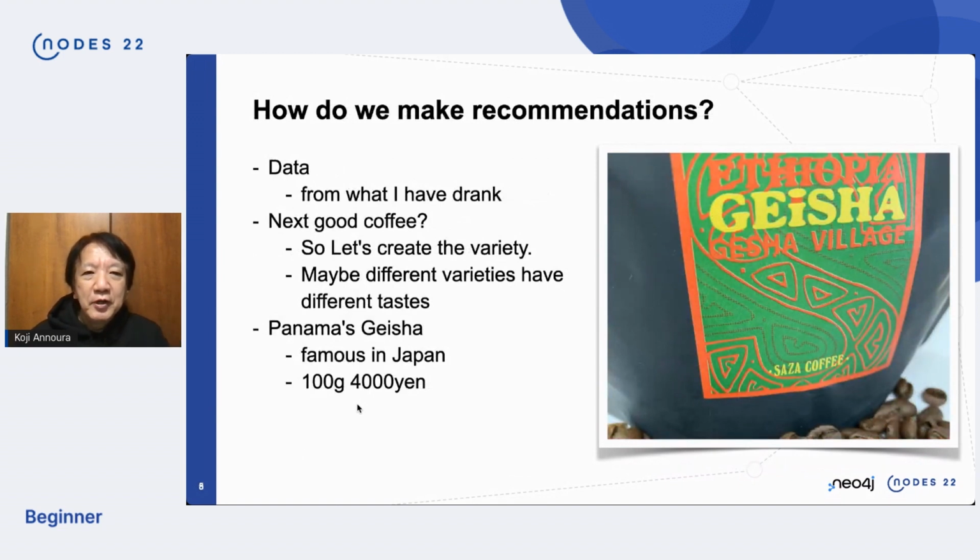My goal or question is how do I make a recommendation with Neo4j? I drink a lot of coffee, so I have data from what I have drunk, and I'm looking for the next good coffee.